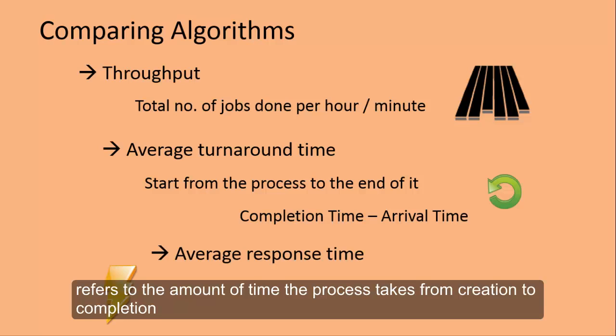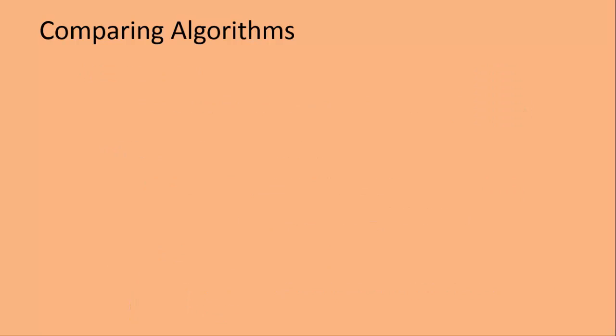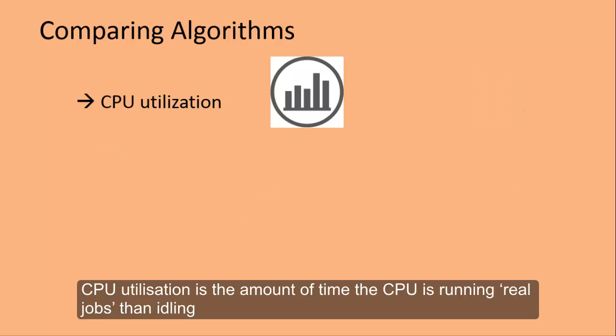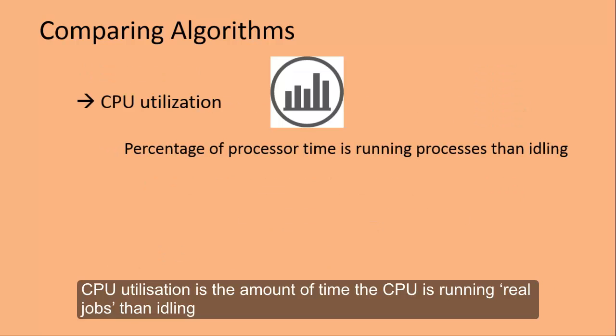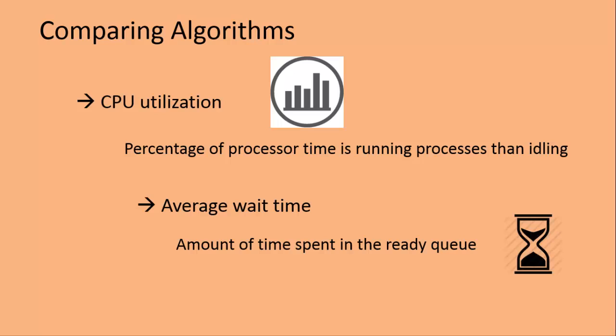Average response time, on the other hand, refers to the amount of time the process takes from creation to completion. Short completion time is a good indicator of efficiency. CPU utilization is the amount of time the CPU is running real jobs rather than idling. Finally, average waiting time is the amount of time the process waits to be run from the ready state. Again, the shorter the time, the better. Calculation will be turnaround time minus execution time.